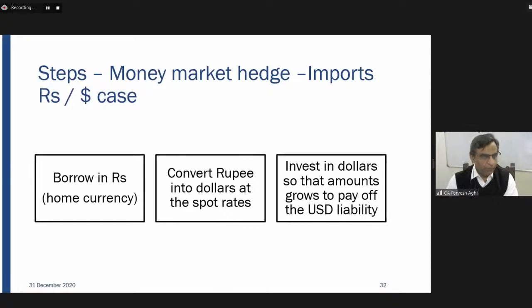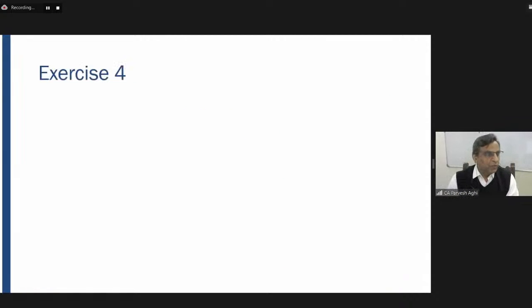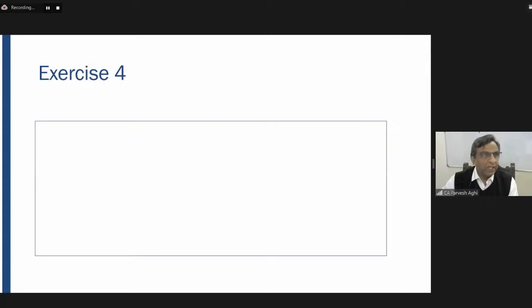Now, these are the steps which we have understood. Now we see examples to understand how it works in reality. So we'll do some practice questions to do that. So we are doing exercise number 4. I believe all these questions are with you because the slides have been relayed to you via the Institute of Chartered Accountants. So let's understand them.